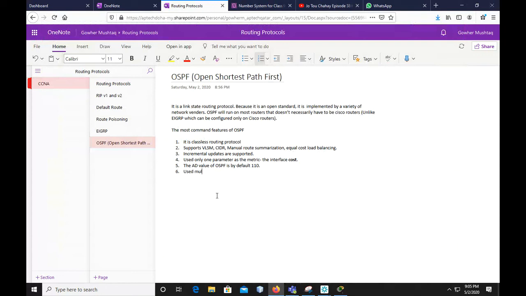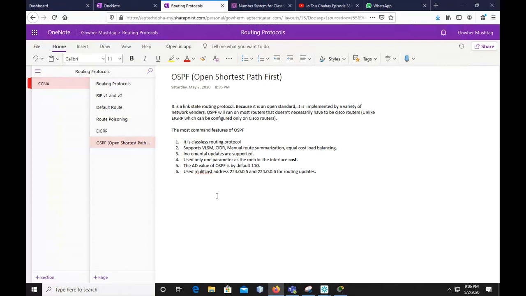And here it uses multicast addresses. It uses two multicast addresses. Why? I'm going to tell you later on. It uses 224.0.0.5 and 224.0.0.6 for routing.